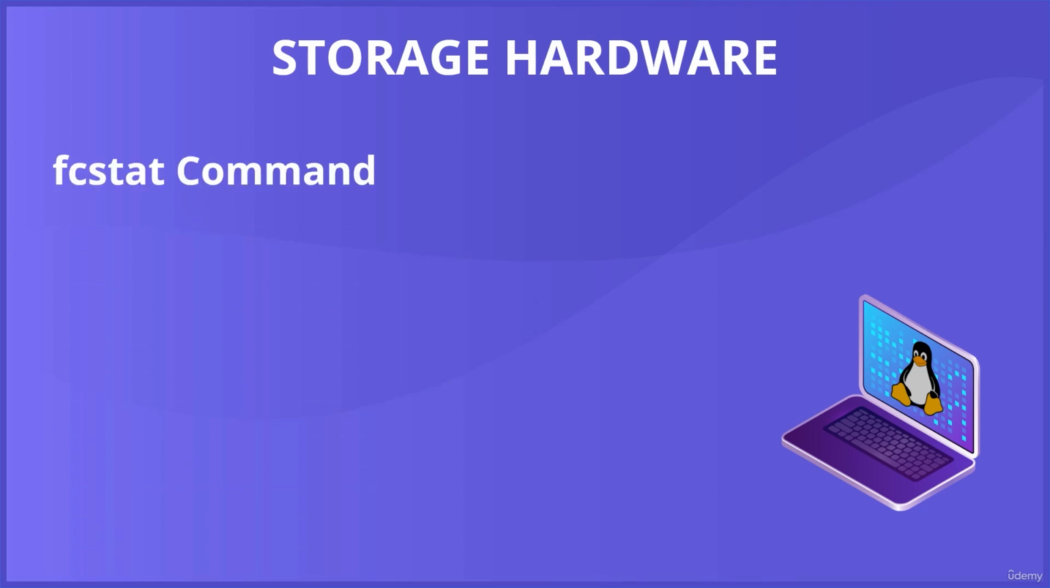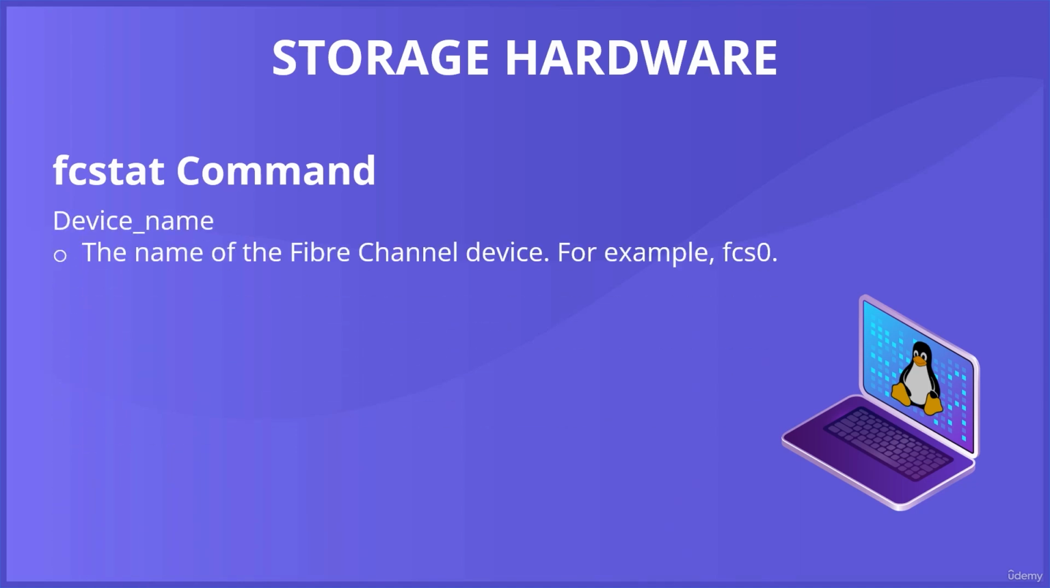So if you remember the syntax of fcstat, you will remember device name. It's the name of the fiber channel device, for example, fcs0. If you want to display the statistics for fiber channel device driver fcs0, you can use the command set fcstat fcs0.